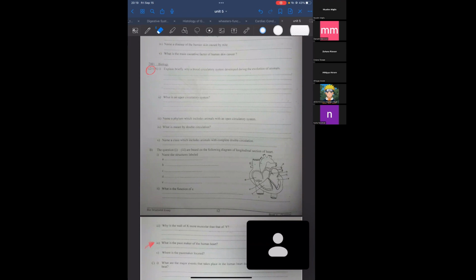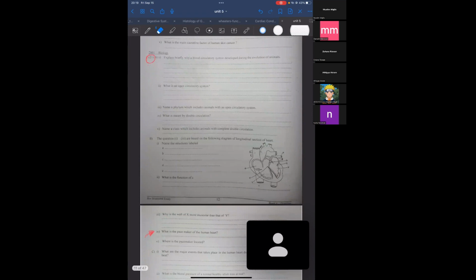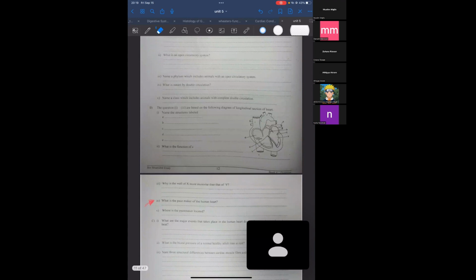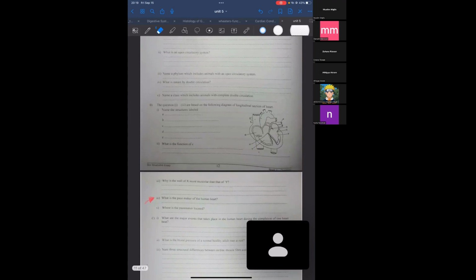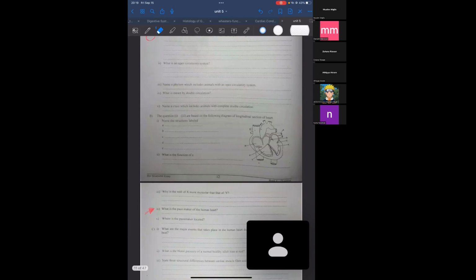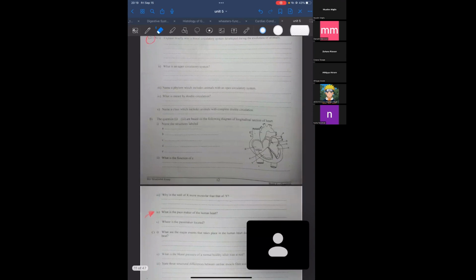Again, by this time you might know what is an open circulatory system and a closed circulatory system, and then single circulation, double circulation, incomplete double, complete double, right? And you should know the animals with a 3-chambered heart, 2-chambered heart, 4-chambered heart. All right, now let's try this question again.